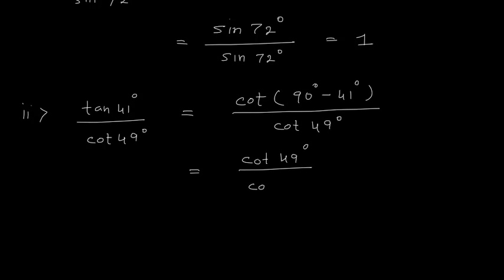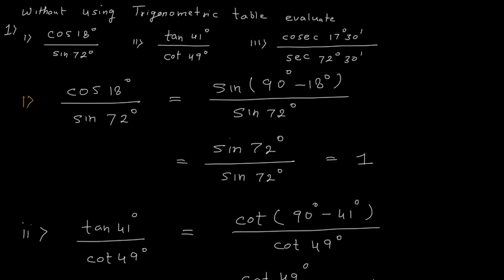Denominator is cot 49 degree. So they will cancel and I will get answer 1. Third is cosec 17 degree 30 minute.